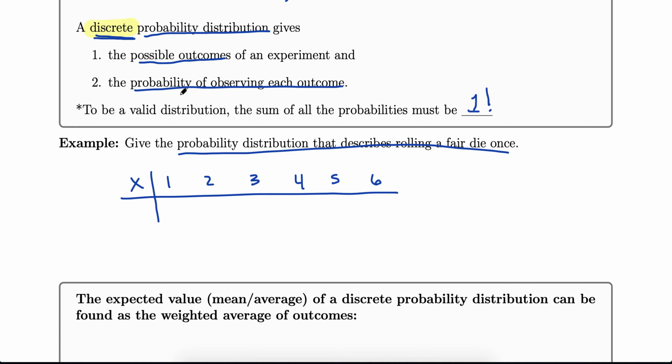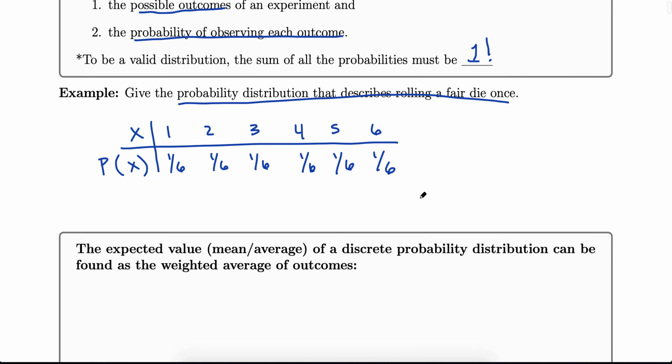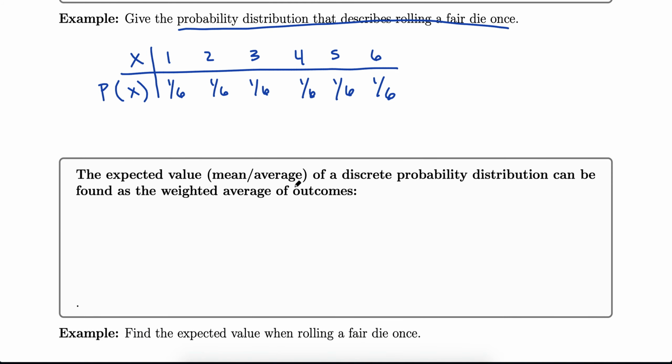Then I also need the probability of observing each. So the probability of X, or of that particular outcome, if I'm rolling a fair die, keyword there, then they're all equally likely with probability 1/6. That's what we mean by a probability distribution for a discrete variable. You'll notice if I add up all those probabilities, I do in fact get 1, meaning they represent all possible outcomes. Okay, so we've got our probability distribution for a discrete quantitative variable.